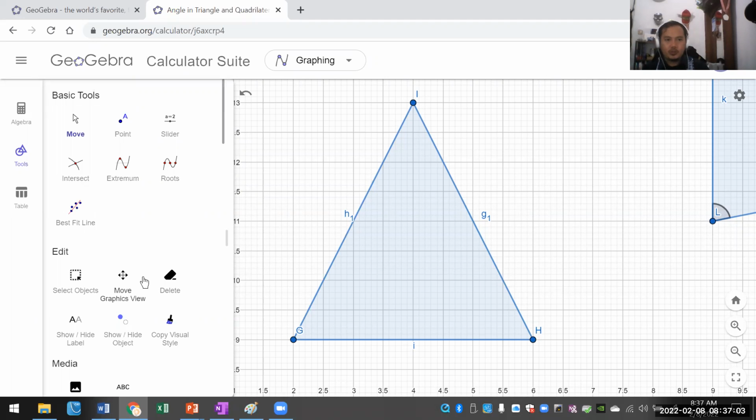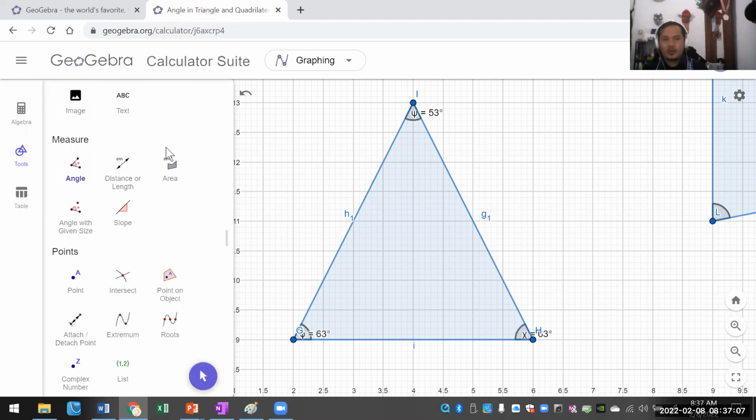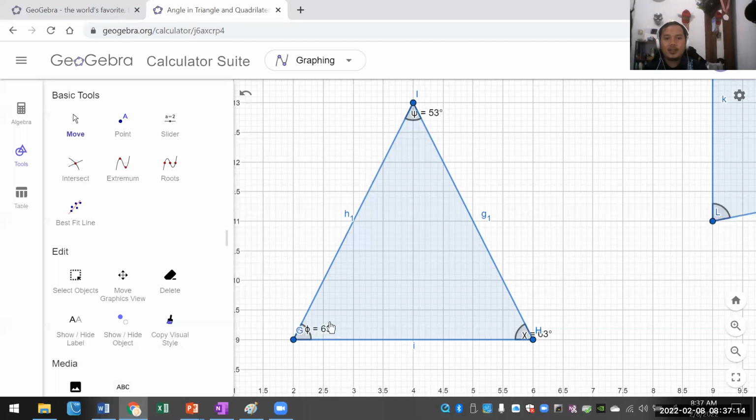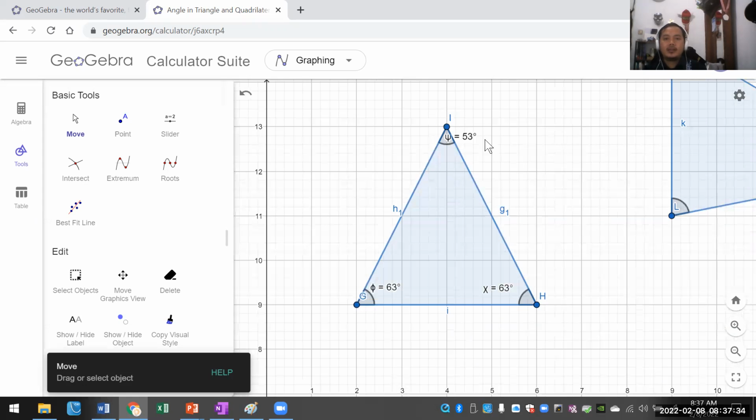Okay, I'm going to show you the angle here. I'm going to click this, and here we go. As you can see, at the top we have 53 degrees. On the left side here, we have 63 degrees. And in here, we have 63 degrees also, right? So it proves that this triangle has two equal angles. Yeah? If I move the A, let's say it's still an isosceles triangle.